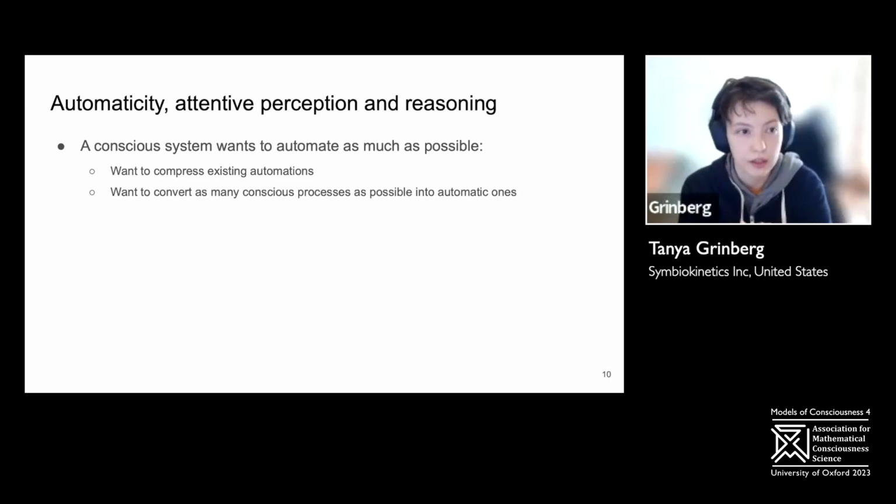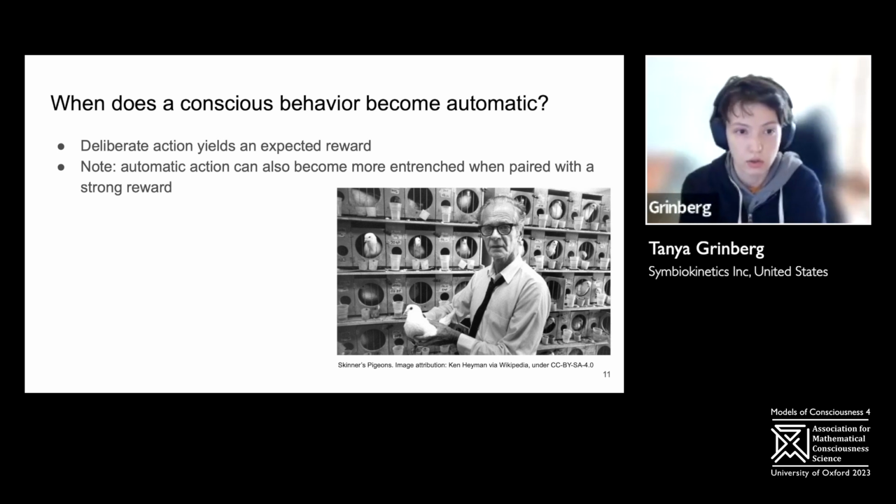So a conscious system wants to automate as much as possible, which means that we want to compress existing automations so that they take up less time and memory. And we want to convert as many conscious processes as possible into automatic ones through the process of learning. So when does a conscious behavior become automatic? When deliberate action yields unexpected rewards, ideally several times in a row.